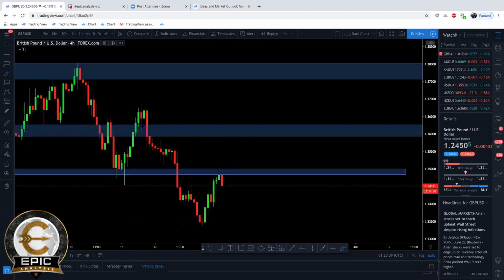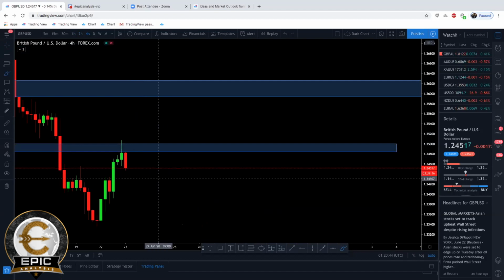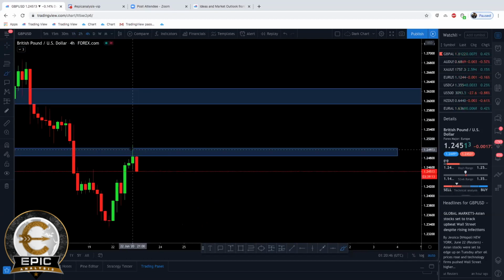Now, for even more confirmation, we'll be waiting for this 4 hour candle close, which is another 4 hours, because this candle just closed when we started this. A new 4 hour candle just started to form when we started this session. So around 10 o'clock or 1 a.m. Eastern time, that's when this 4 hour candle will close.